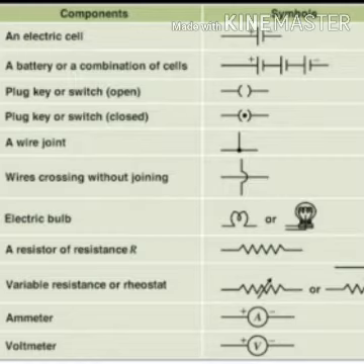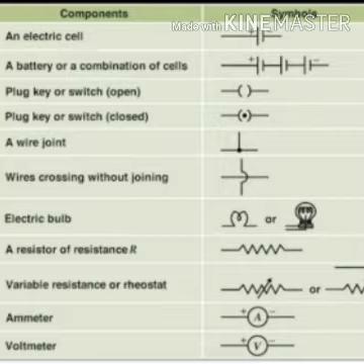Electric circuit contains many components. Let us know about some components. First one, observe the diagram, is the electric cell. Second one is a battery. A battery is a combination of cells, which contains two or more cells. So the second representation is a combination of cells.